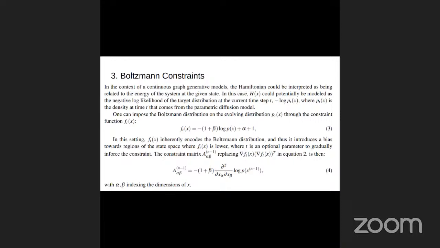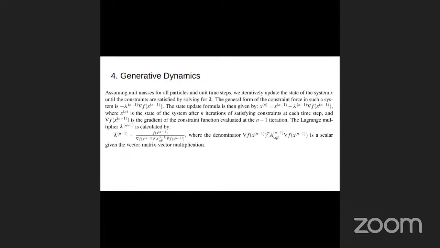that replaces the projection operator that we saw in the previous equations. This matrix represents the second order partial derivatives of the log probability, which captures how sensitive the system is to changes in different directions in the state space. So this ensures that the diffusion process respects the constraints encoded by the Boltzmann distribution.